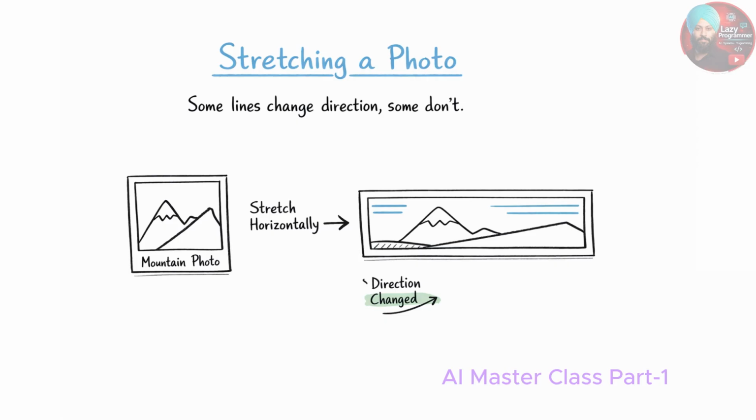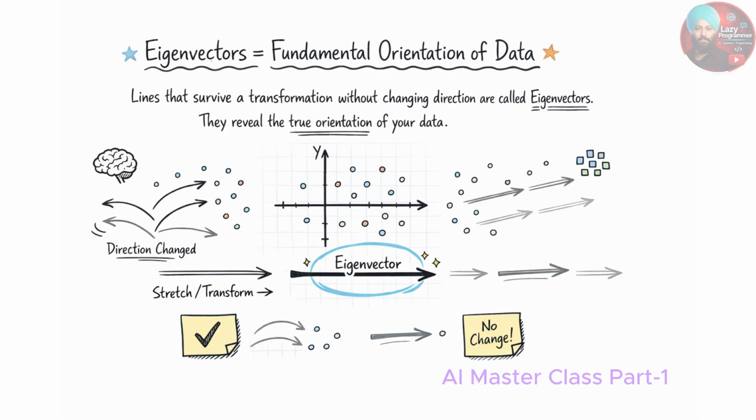Now, if we look at the horizontal line present in the photo, when you stretch the photo horizontally, the line gets bigger, but it does not change direction. A horizontal line stays perfectly horizontal even after the transformation. The components similar to that horizontal line, which survive the transformation without changing direction, are called eigenvectors.